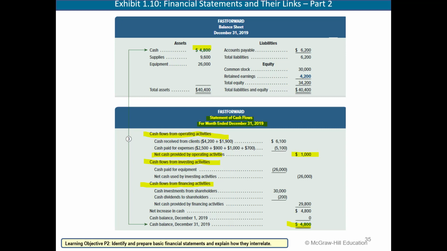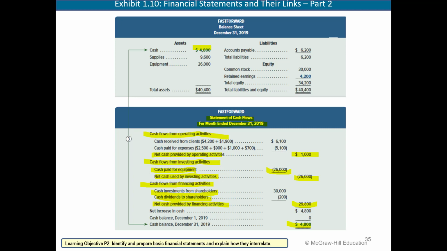And then under investing, we have long-term assets. So they purchased equipment and they paid cash. So that's a cash outflow. So net cash used by investing activities. And then under financing, we have the investment from the shareholders and the cash paid to the shareholders for dividends. Subtracting these two, we have net cash provided by financing.